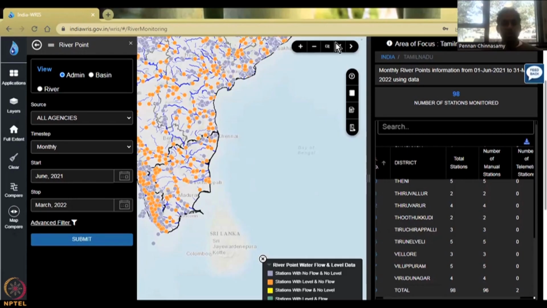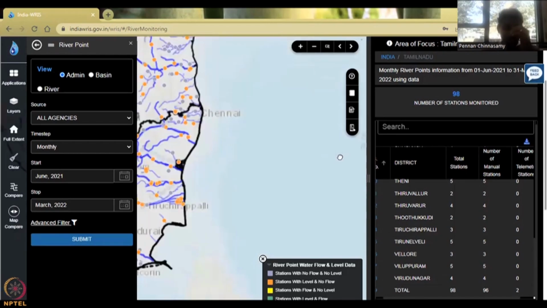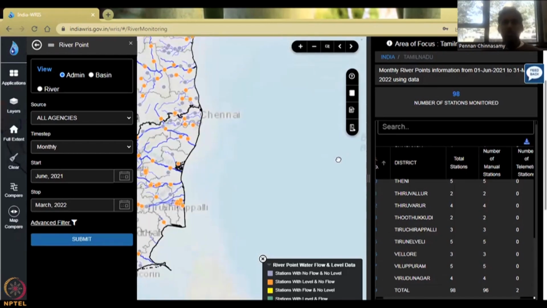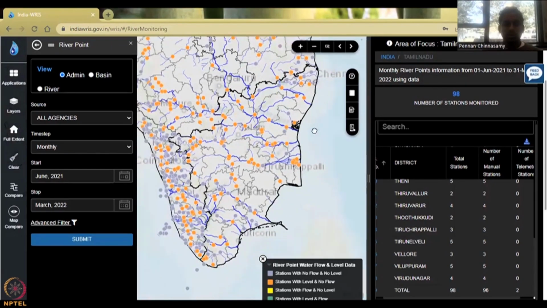We will look into some of this data. It has taken some time because of the internet; the data is loading behind. Just let it work it out. Okay, now it's moving. So you have this coming from Karnataka and coming in, right?